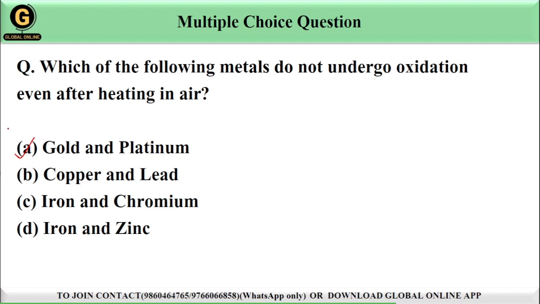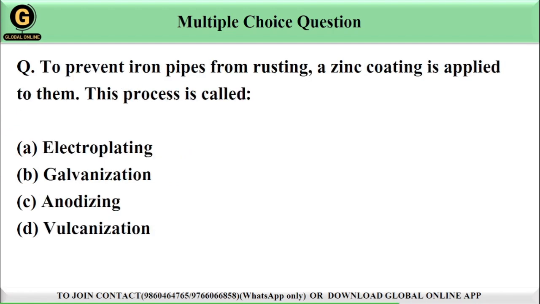Let's move to the next question. To prevent iron pipes from rusting, a zinc coating is applied to them. This process is called dash dash. Options are given: option A, electroplating, option B, galvanization, option C, anodizing, and option D, vulcanization. Guys, the correct answer will be option B, galvanization. The reason is galvanization is a process to apply a protective zinc coating to iron or steel to prevent rusting. The zinc layer helps prevent oxygen and moisture from reaching the iron, thus preventing oxidation and corrosion. Hence the correct answer is option B, galvanization.